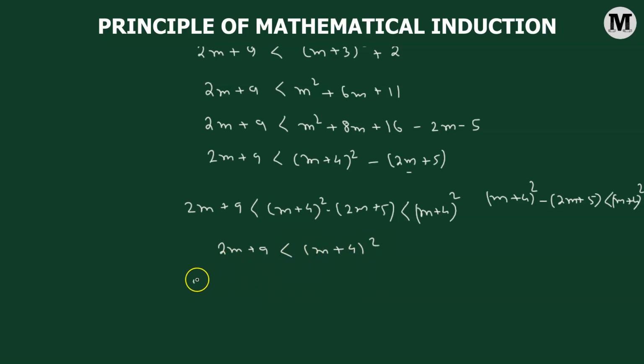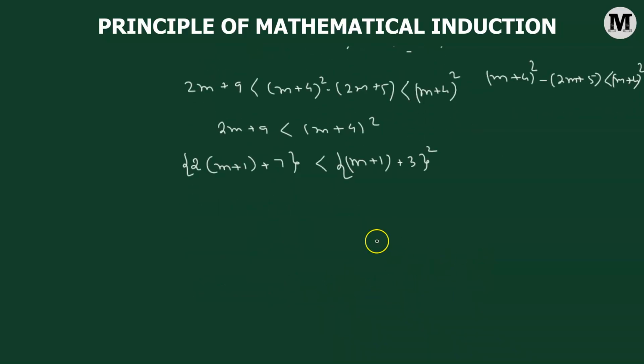We can rewrite this expression as 2(m+1)+7, which is going to be less than ((m+1)+3) squared. So this is exactly what we had to show in statement P(m+1). Since this comes out to be true, this tells us that P(m+1) is true.